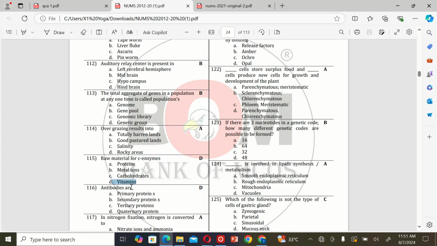The next MCQ is, antibodies are A. Primary proteins, B. Secondary proteins, C. Tertiary proteins, and D. Quaternary proteins. So the correct option is D.